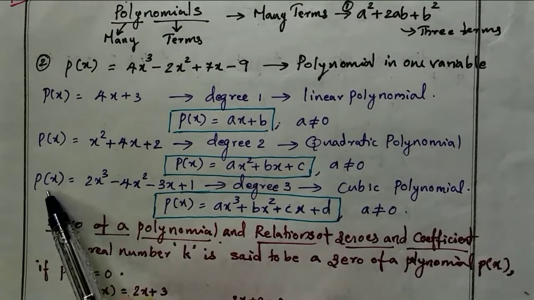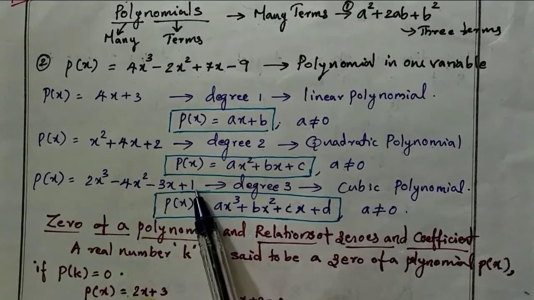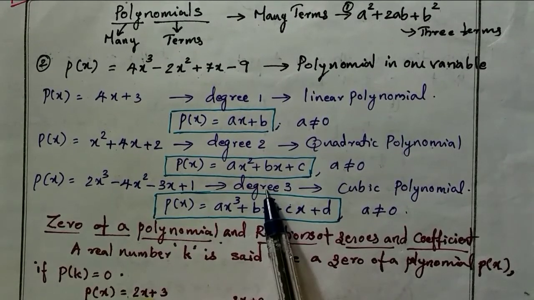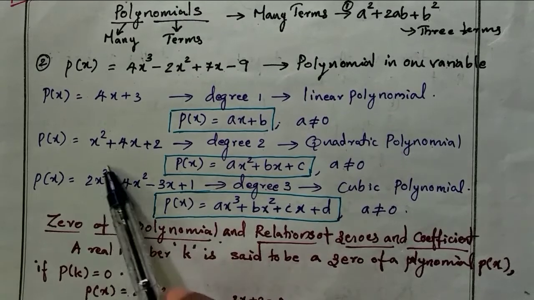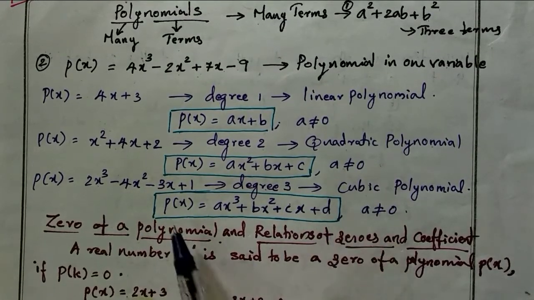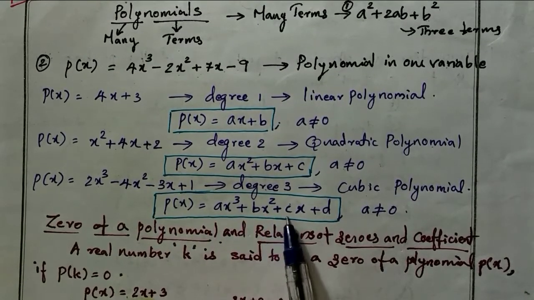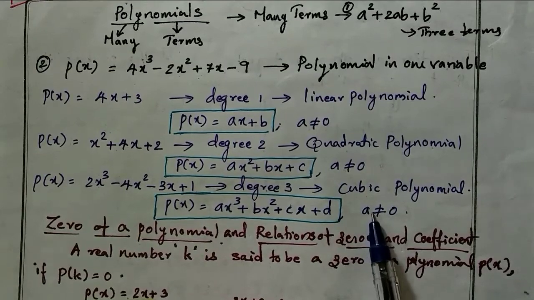The third one, p of x equal to 2x raised to 3 minus 4x square minus 3x plus 1. So here the highest power is 3, so the degree is 3. So it is known as a cubic polynomial. The general form is p of x equal to ax cube plus bx square plus cx plus d, where a is not equal to 0.